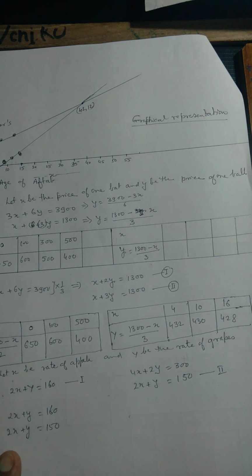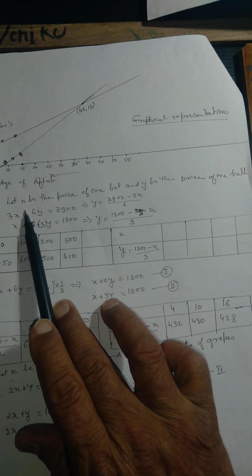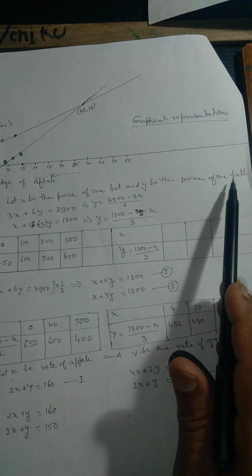Now proceed to question number 2. The coach of a cricket team buys 3 bats and 9 balls for rupees 3,900. Later, she buys another bat and 3 more balls of the same kind for rupees 1,300. Represent this situation algebraically and geometrically. You see, let X be the price of one bat and Y be the price of one ball.